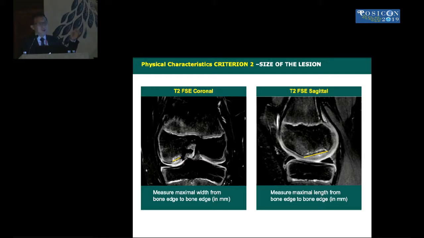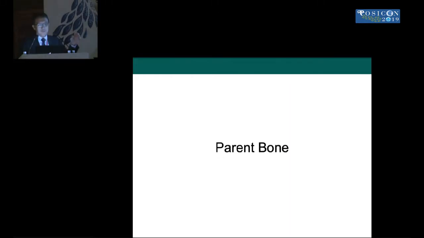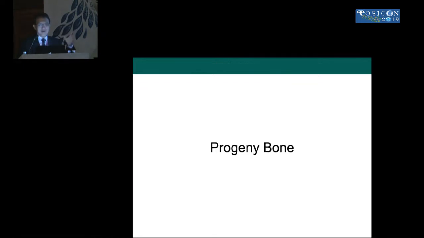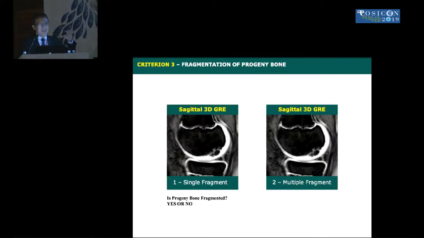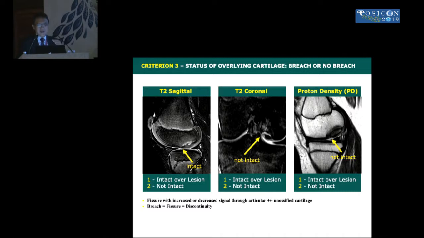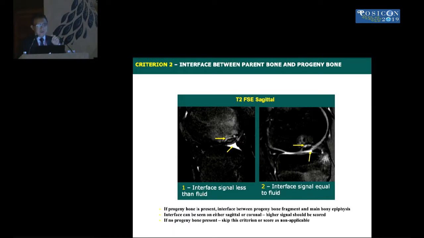When you read an MRI, first you must look at the size, AP and lateral. And then there's this term parent bone, meaning the subchondral bone below, and whether the parent bone is good and linear, and also the progeny bone, meaning the lesion itself. So you look at the lesion, is it fragmented? That gives you a bad prognosis. And also look at the bed below, is it nicely convex or off convex? This gives you an idea of prognosis. And then also look at whether it's intact or not intact. Another thing is whether you see fluid in between your progeny bone and parent bone. These are the things that you must try to look at.